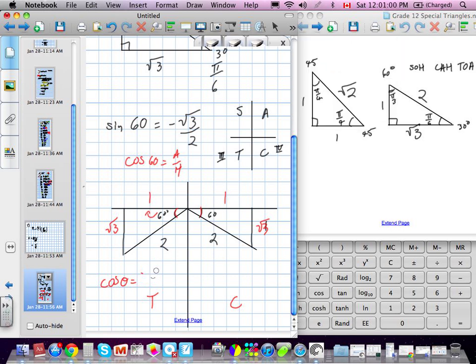Does this make sense to you? Yep. Okay, so cos could be 1 over 2. In this quadrant cos is positive, so cos theta is 1 over 2. And tangent is equal to opposite over adjacent, so it's root 3, or rather tangent is equal to negative root 3.